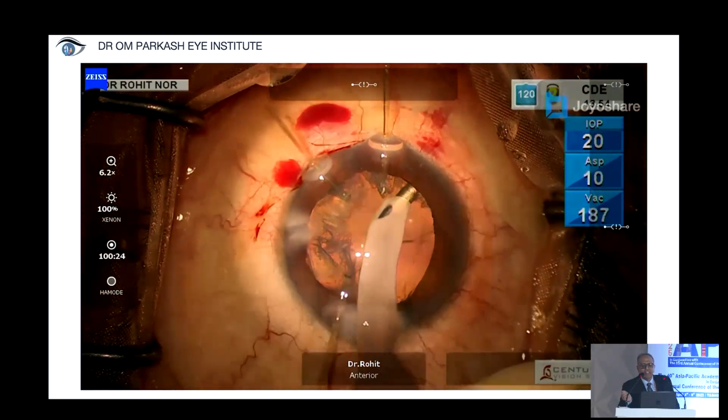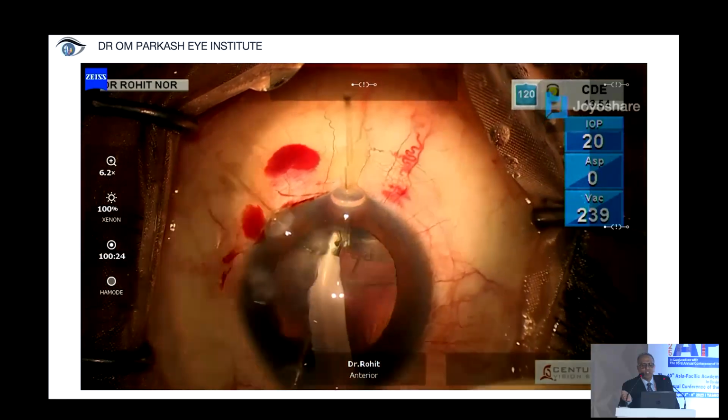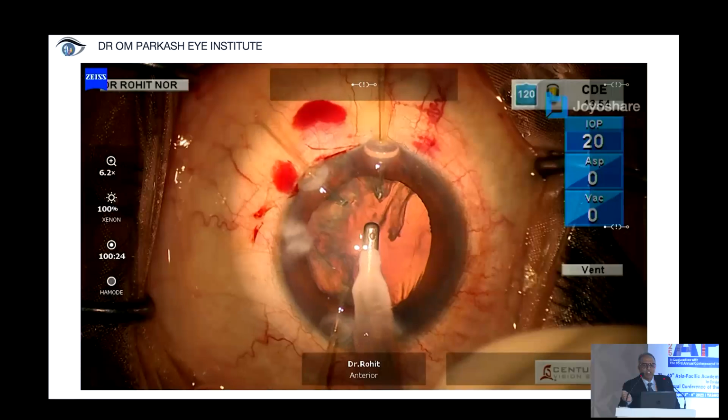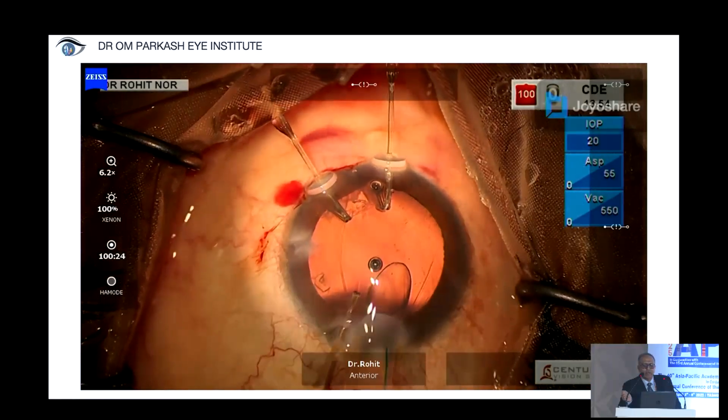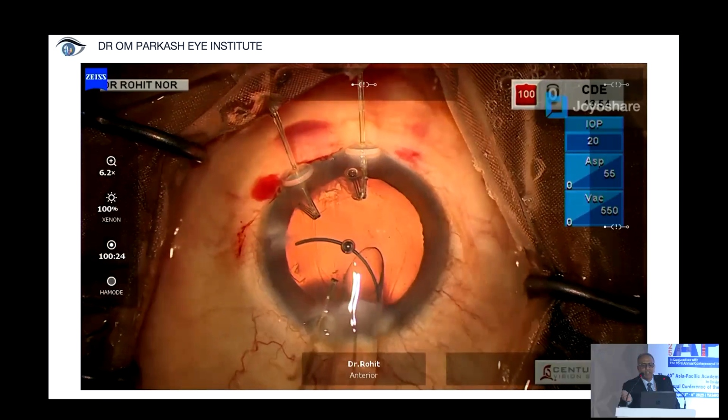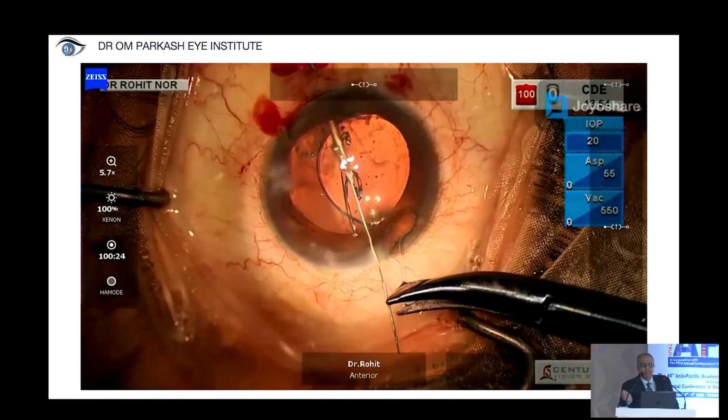So that can be done, or as Dr. Mohan Rajan says, you can do reverse stripping also. In reverse stripping, what he does is, if you're finding it difficult, you can go from the posterior lamella and do it. So I'll be putting a 3-piece intraocular lens.